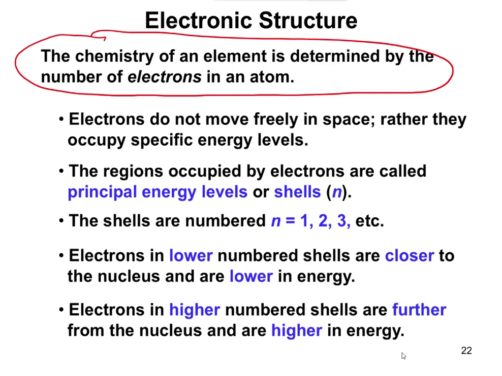Again, I like to use the analogy of the solar system. Picture the sun in the middle, and that's where the nucleus is, your protons and your neutrons. The electrons are like your planets. Mercury and Venus are the closer ones, and the Saturns and Neptunes are the ones further away. The lower the number, the closer they are to the nucleus.